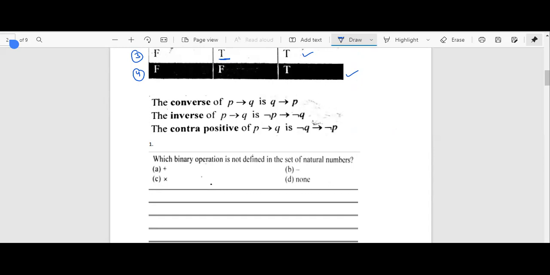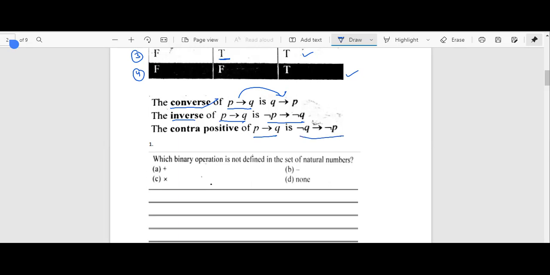So the last thing is that again, this is a statement. This statement means P implies Q. The converse of this statement is Q implies P. Okay. All right. Then the inverse of this statement, P implies Q, is minus P implies minus Q. And then the contrapositive of this statement is minus Q implies minus P.